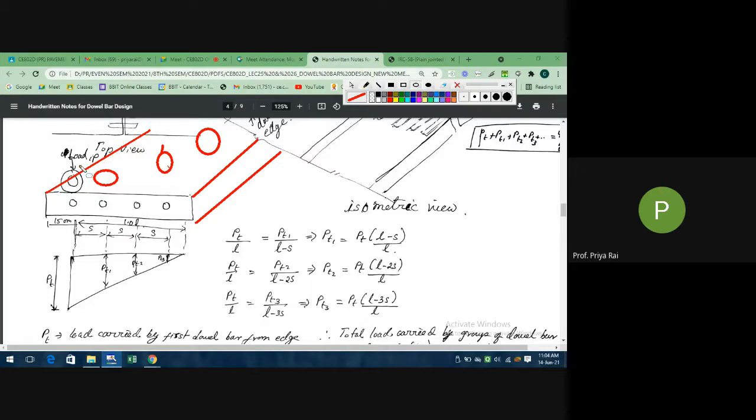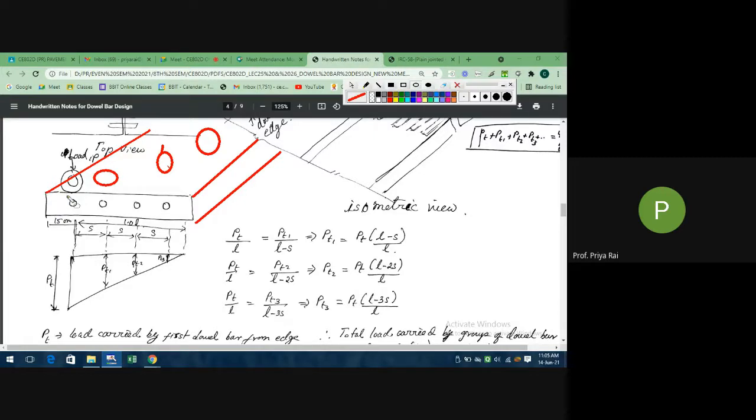We know for stresses due to loading, there are three critical positions: when the load is at the edge, when the load is interior, and when the load is at the corner. Among these three, the most critical position is when the load is at the edge of the slab. So that's why I've considered this position. It is directly over the first dowel bar from the edge, the outer edge of the pavement.